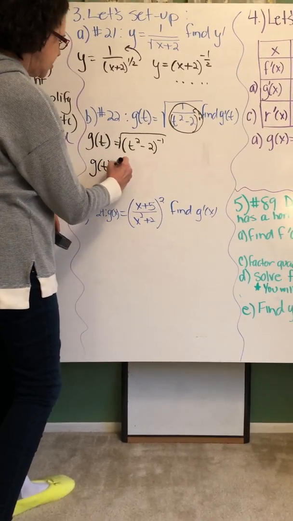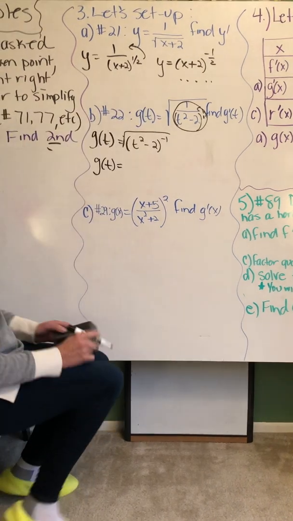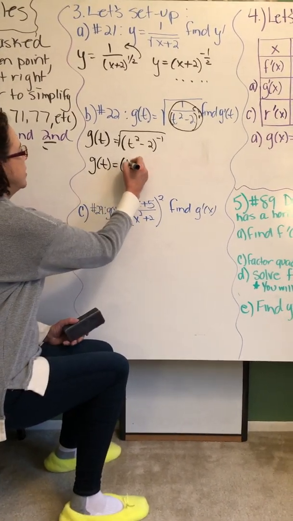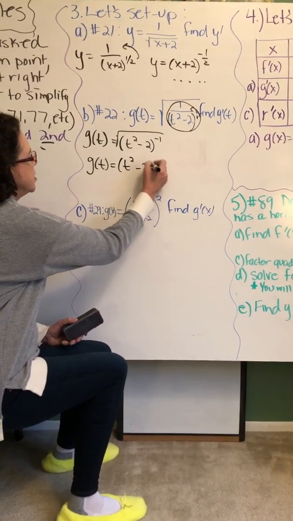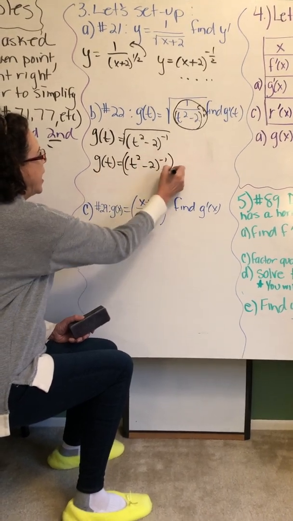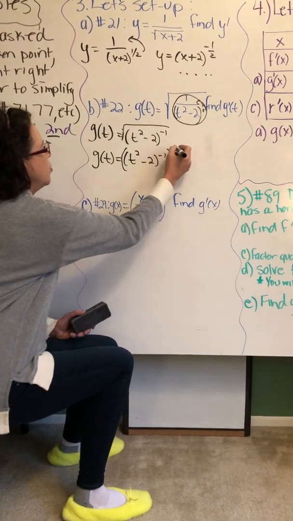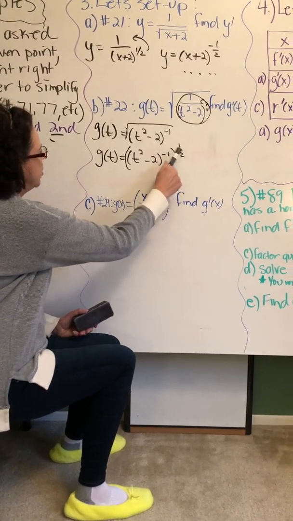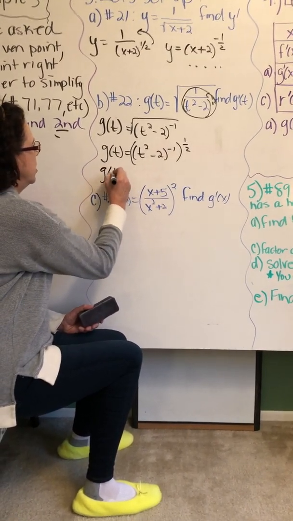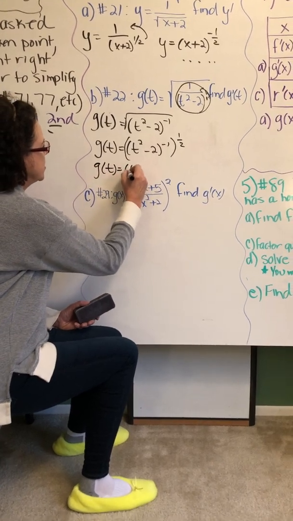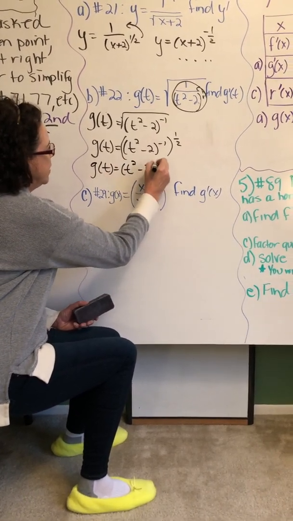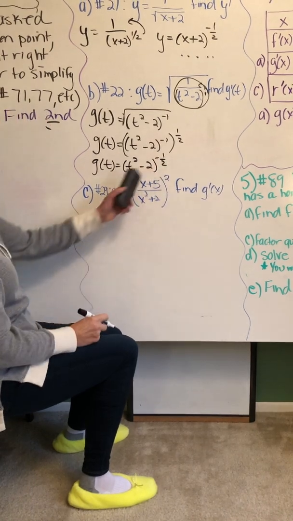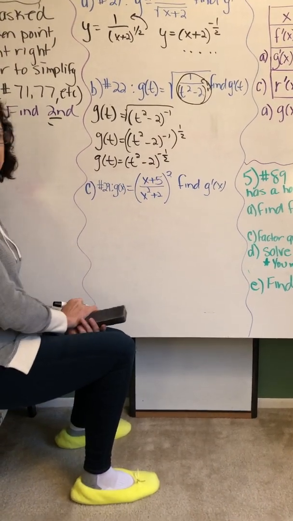Notice I haven't taken the derivative. I'm just setting it up so it's easier. Notice that this is t squared minus 2 to the negative 1. And I could write the square root as to the 1/2 power. And we know that when we have one exponent raised to another, we multiply the exponents. There we go. And now I would do a really simple chain rule here.